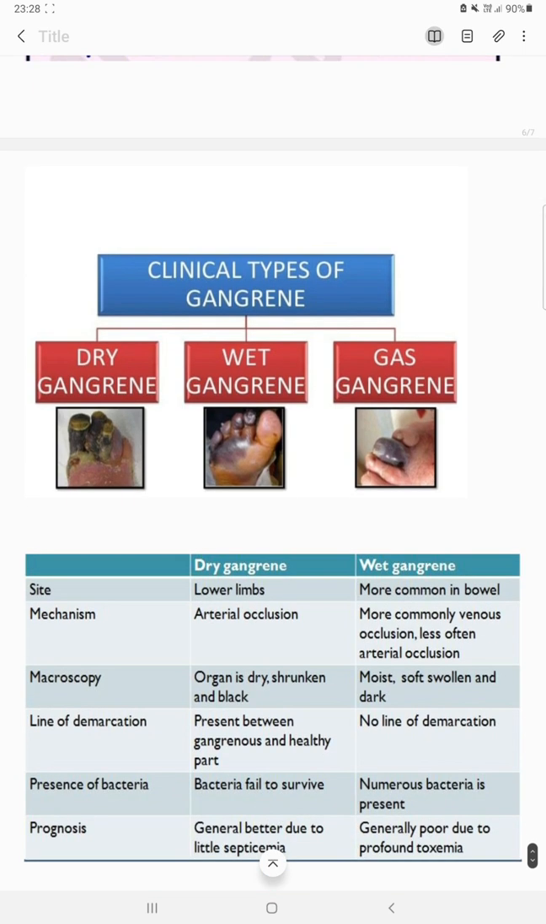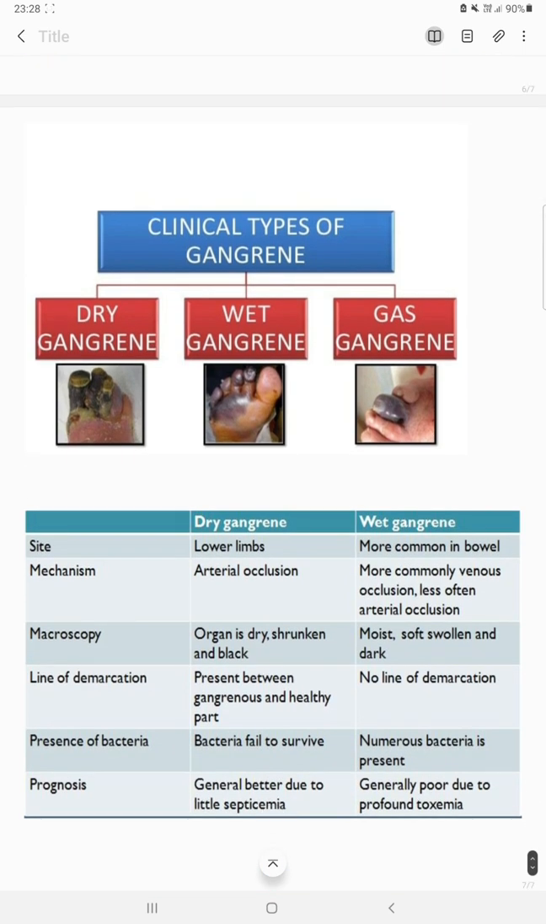Now the clinical types of gangrene. Basically three types of gangrene are there: dry gangrene, wet gangrene, and gas gangrene. The gas gangrene is caused by Clostridium perfringens. So now we are going to read the difference between dry gangrene and wet gangrene.